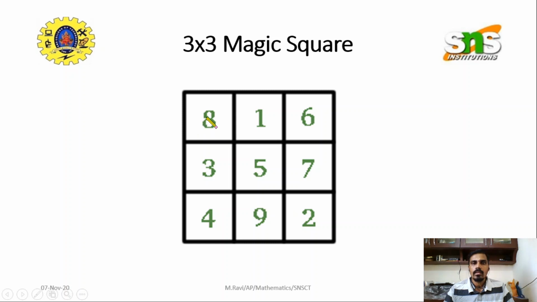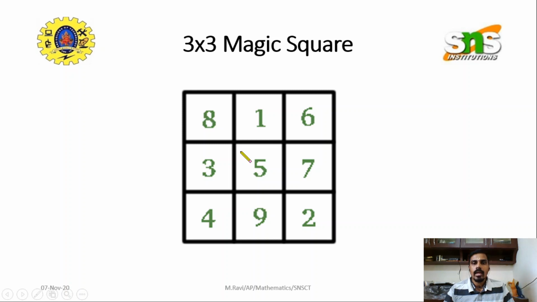First column, what is the column sum? 8 plus 3 is 11, 11 plus 4 is 15. And what is the second column sum? 1 plus 5 is 6, 6 plus 9 is 15. And similarly the third column, 6 plus 7 is 13, 13 plus 2 is 15. And similarly add the diagonals.